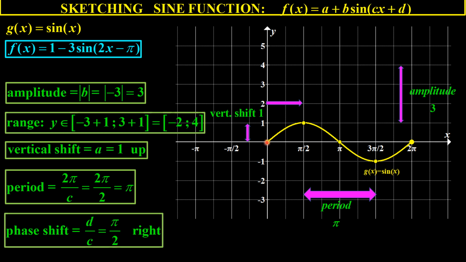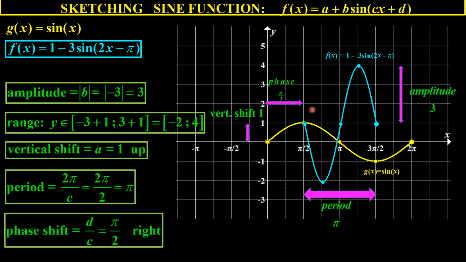So this point will have to go 1 up and then it will have to go 2 to the right, right? So it will move 1 up and it will also go 2 to the right. So my new point will have to be here. Okay, now if we draw that graph, right, there's my phase shift there.